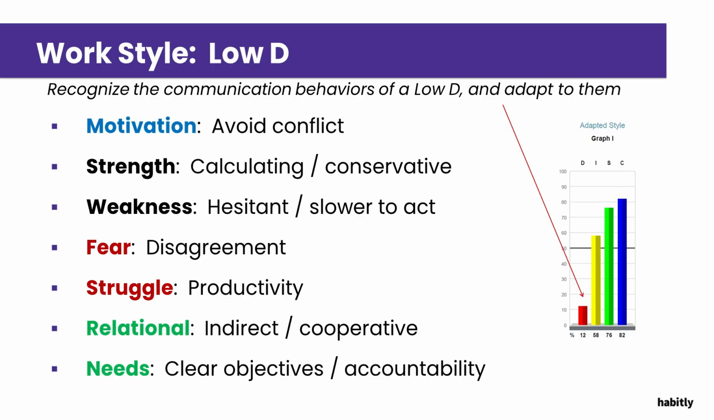Now, the low D, the motivation is avoiding conflict. The strength is they're calculating, they're conservative. Their weakness is they can be hesitant or slower to act, so they work better as far as achieving results on a team. Their fear is disagreement. Their struggle is productivity. Relationally, they're indirect, but they are cooperative. And their needs are clear objectives and accountability.